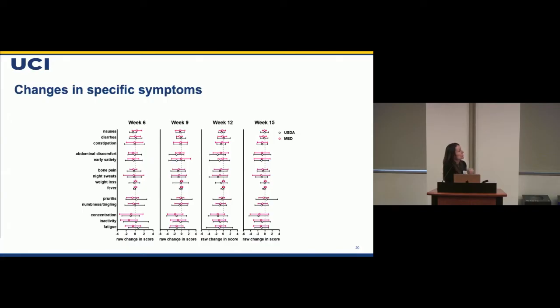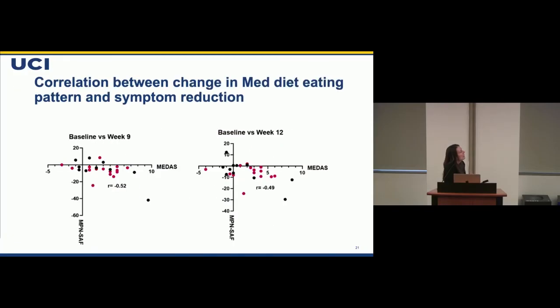And we want to know whether there are specific symptoms that might be changed with a Mediterranean diet. So we parsed out each specific question on our MPN symptom assessment form, and did not have any specific symptoms that were popping out as specifically affected by a Mediterranean diet. We also wanted to see if there was a correlation.